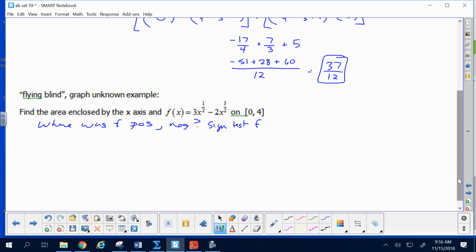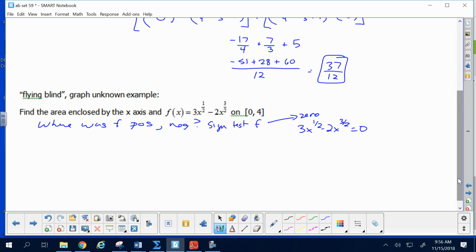Not f prime. I'm not finding extrema. It's not a derivative test. I'm finding just what does the graph look like? When is it above and below the axis? Let's start by finding zeros. Where is 3x to the half minus 2x to the 3 halves equal to 0?